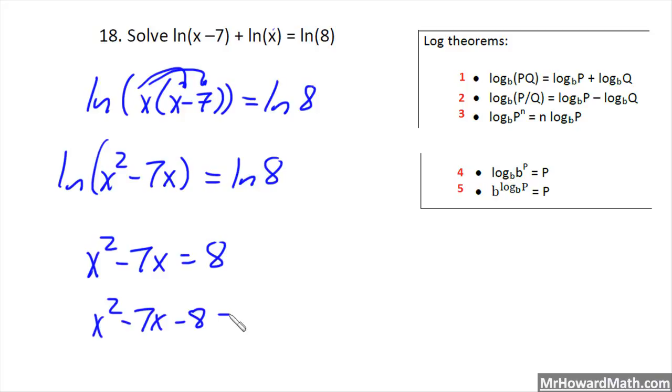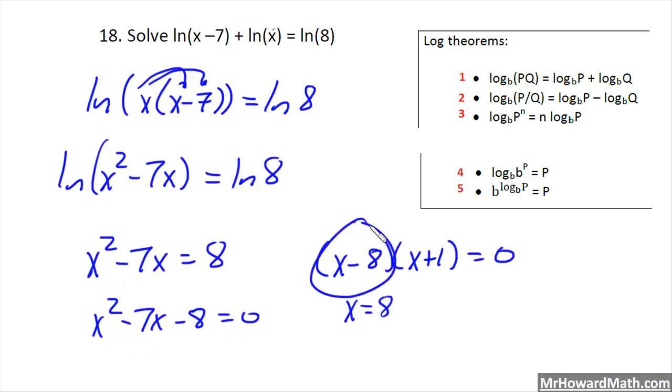So minus 8 equals 0. And then we can either factor or use the quadratic formula. This one will factor. It will factor to (x minus 8)(x plus 1) equals 0. We multiply to negative 8 there, and negative 8 plus 1 is negative 7, so we know that factors correctly. So that means the possible solutions are x equals 8 from this factor and x equals negative 1 from this factor.